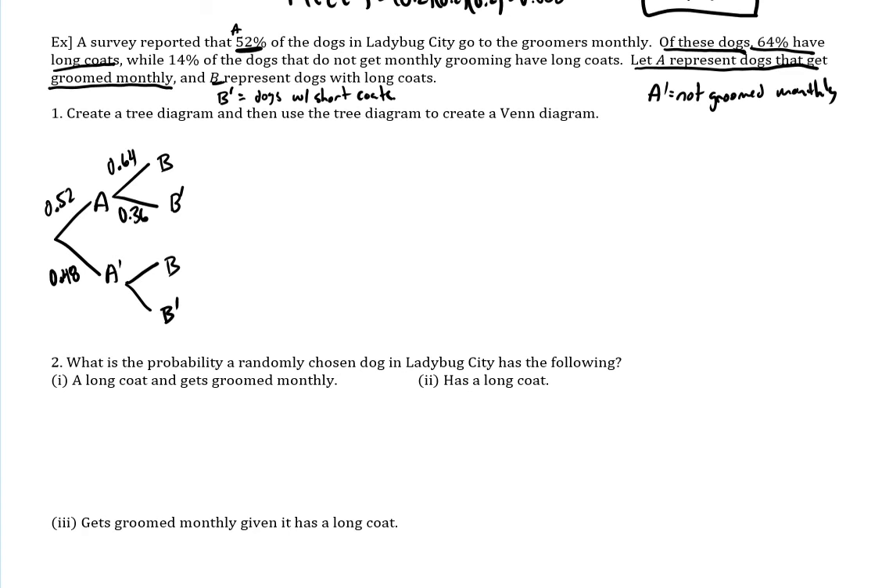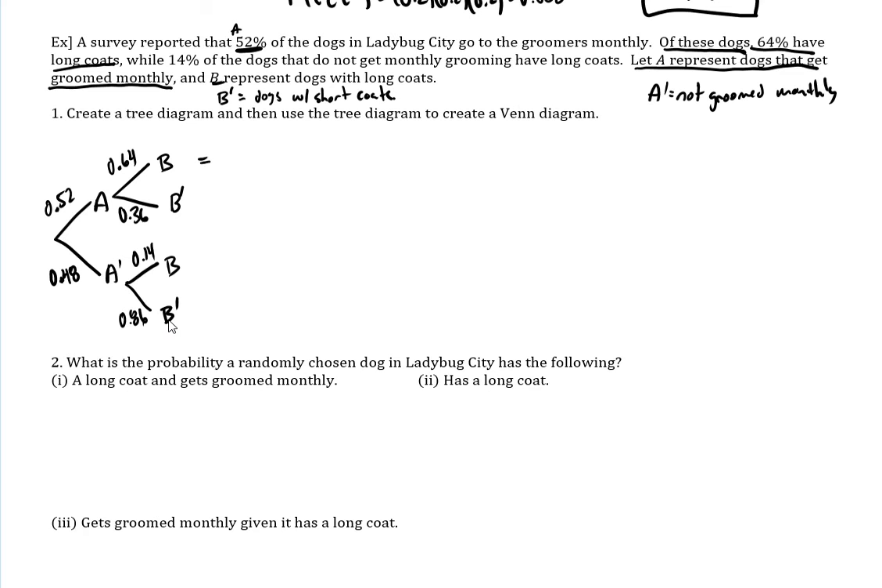It says, while 14% of the dogs that do not get groomed monthly have long coats. So not A is the dogs that are not groomed monthly, and 14% of those dogs that do not get monthly grooming have long coats. So 14% of these dogs have long coats. So that's that 0.14 right there, which means the percent would be 86 that have short coats. So 0.86 is the bottom branch. Okay, so there we go.